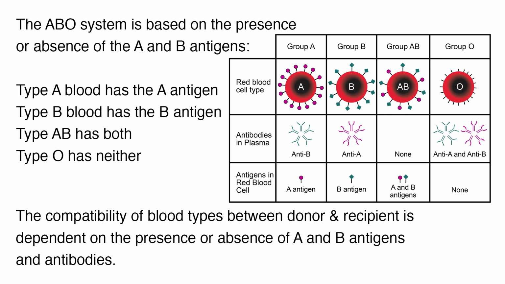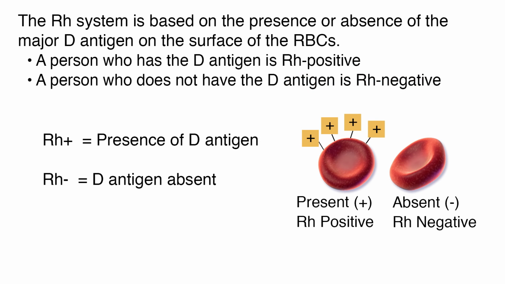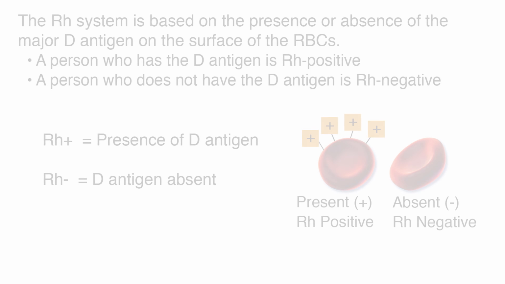The compatibility of blood types between donor and recipient is dependent on the presence or absence of A and B antigens and antibodies. The RH system is based on the presence or absence of the major D antigen on the surface of the RBCs. A person who has the D antigen is RH positive. A person who does not have the D antigen is RH negative. The following is a list of compatible blood types.